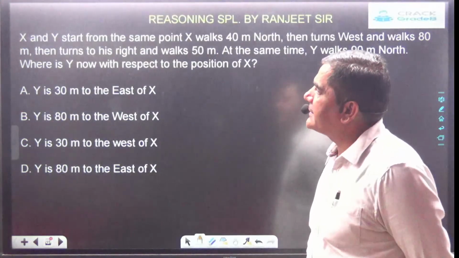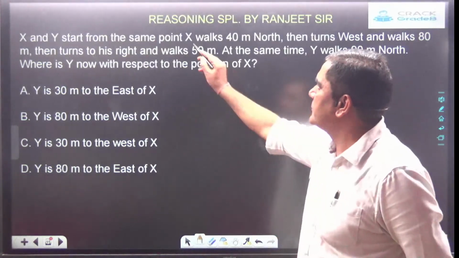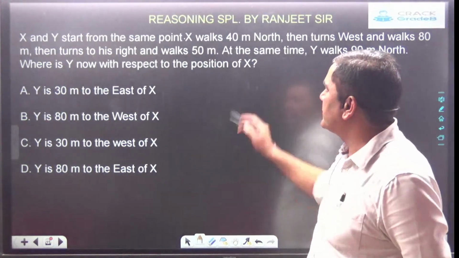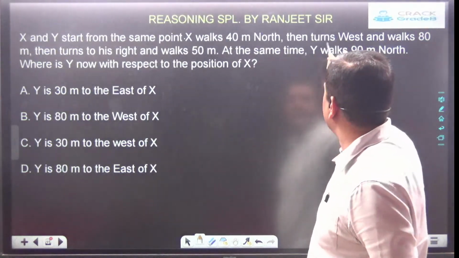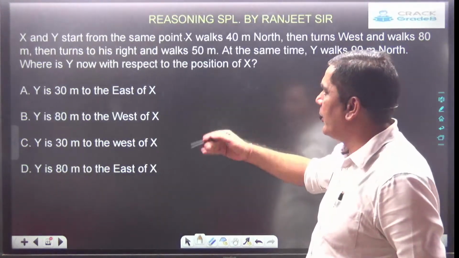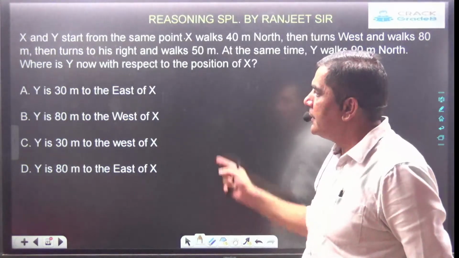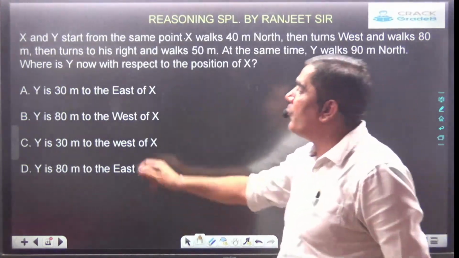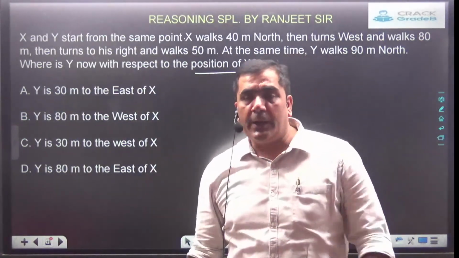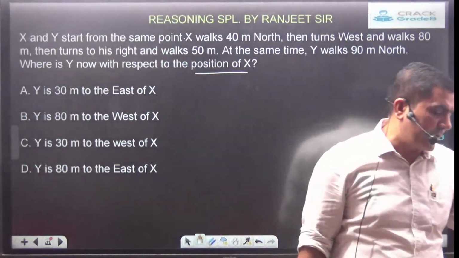Here they are saying X and Y start from the same point. X walks 40 meters north, then turns west and walks 80 meters. Then he turns to his right and walks 50 meters. At the same time, Y walks 90 meters north. Now the question has changed: where is Y now with respect to the position of X? You have to find the direction of Y with respect to X. How to get the answer for this one?